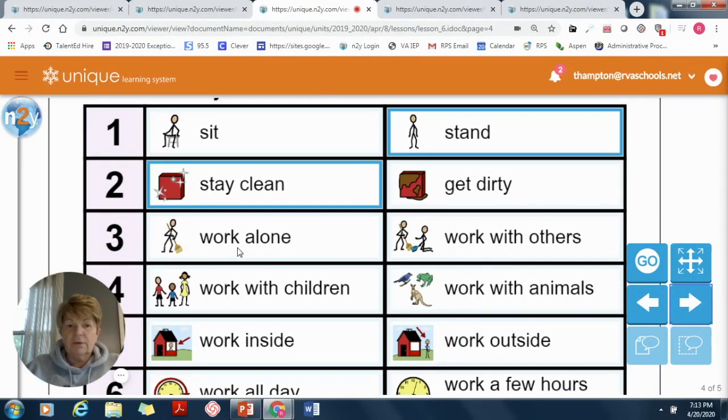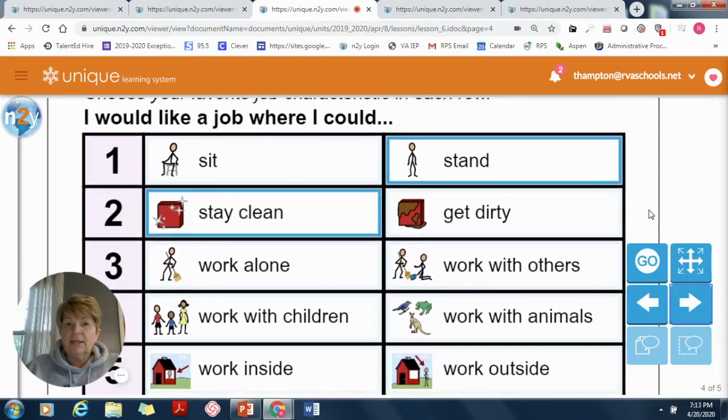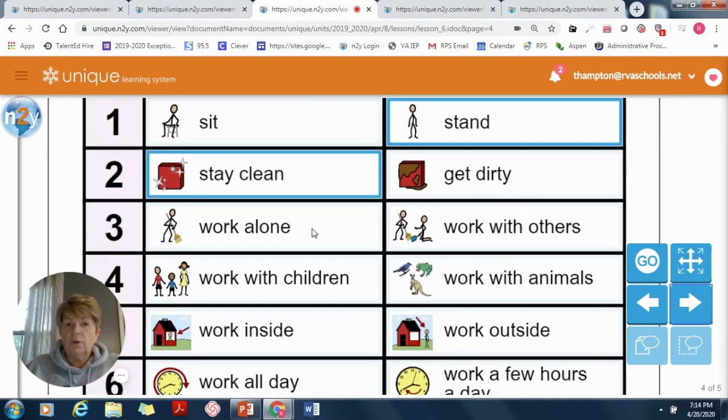Number 3, you prefer to work alone or work with others. I would like a job where I could work alone or work with others. I personally really like working with others.